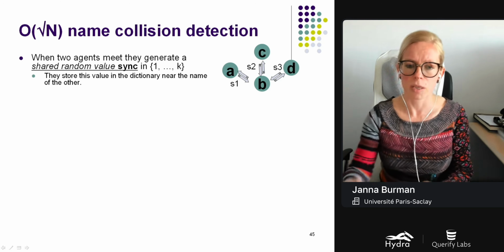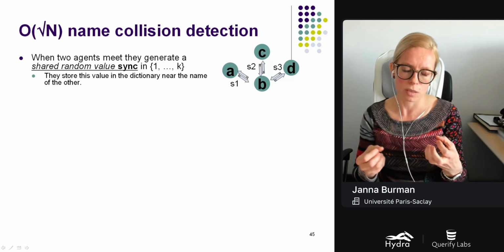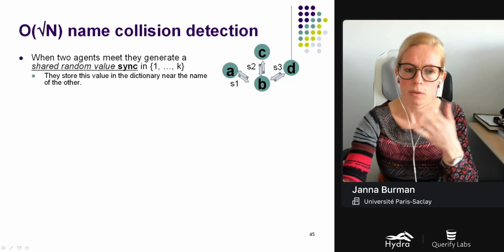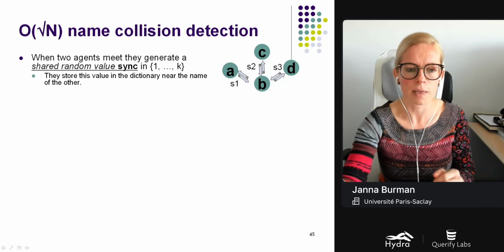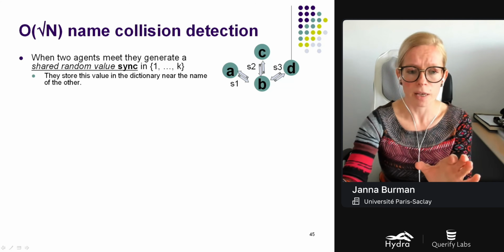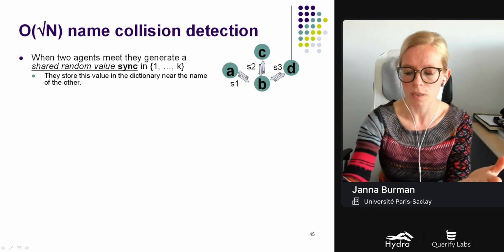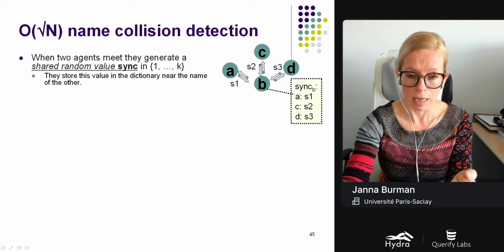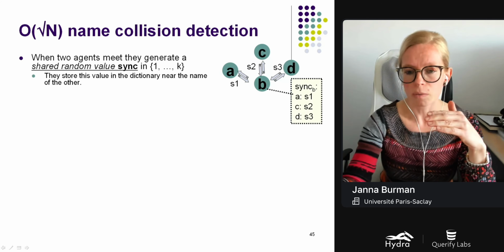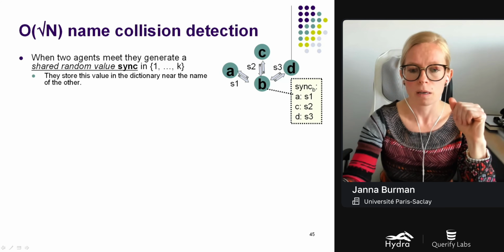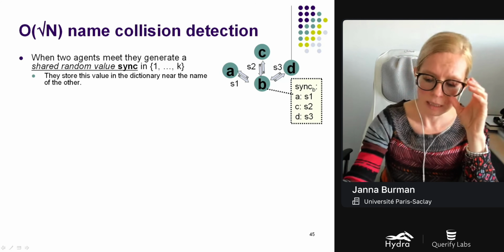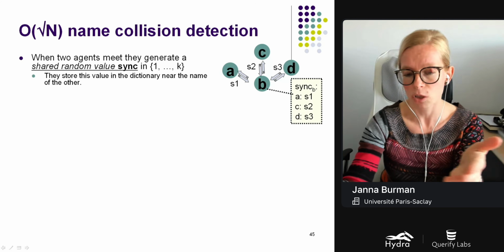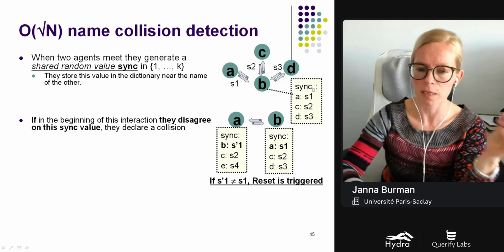So the idea is that whenever any two agents meet, they generate a random value that we can call sync, a common random value out of the set 1 to k. k is defined in some efficient way. And they both store this same value in some dictionary. So the sync value S1 that was generated between A and B is stored in the dictionary of B, and of course A does the same.